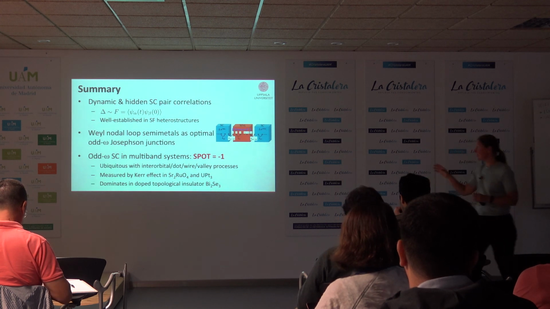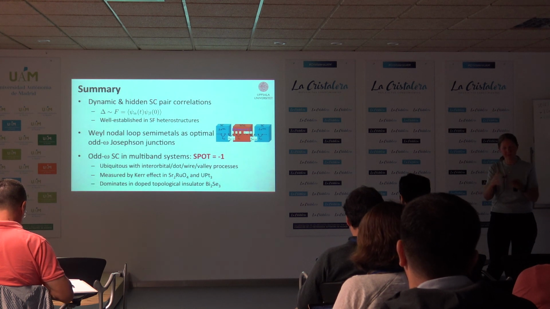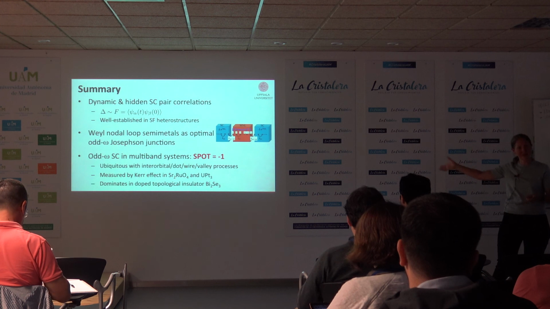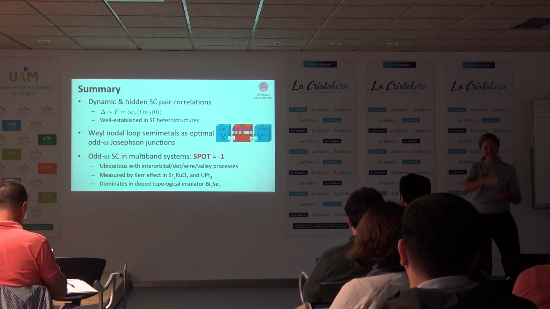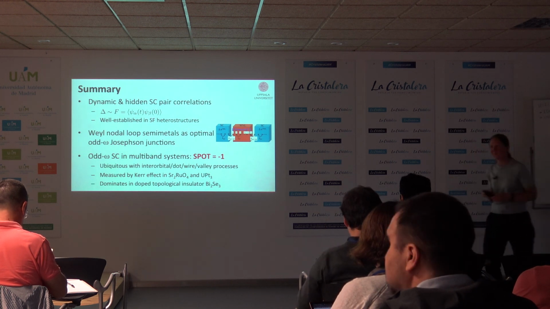So I think a lot of the systems that you looked at have that, because spin-orbit coupling tends to appear at interfaces, and if it's strong enough, it will work very well for this transformation from spin singlet to spin triplet. Thank you. Further question?